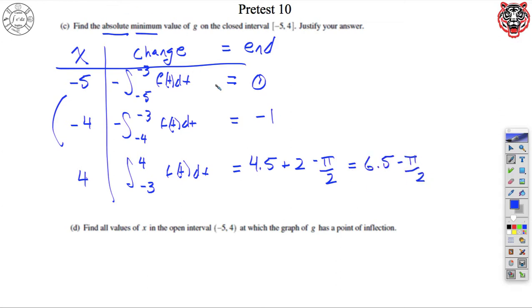We're looking for the minimum. The smallest one here is a -1, and then we can say that the absolute minimum is -1, and it's at x equals -4, because this was the x coordinate.